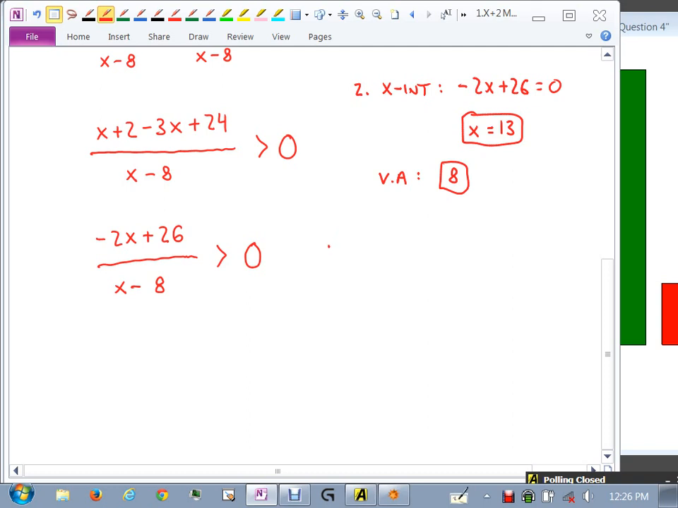Step 3 is a number line. I have 8 on this number line. I have 13. Which of those are solid? 13, open dot is the 8. I've broken up my number line into 3 regions, and now it's test point time.